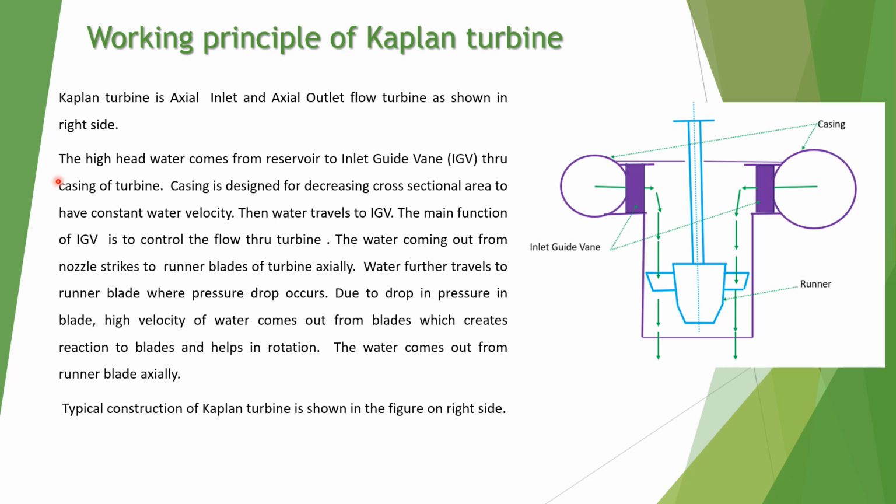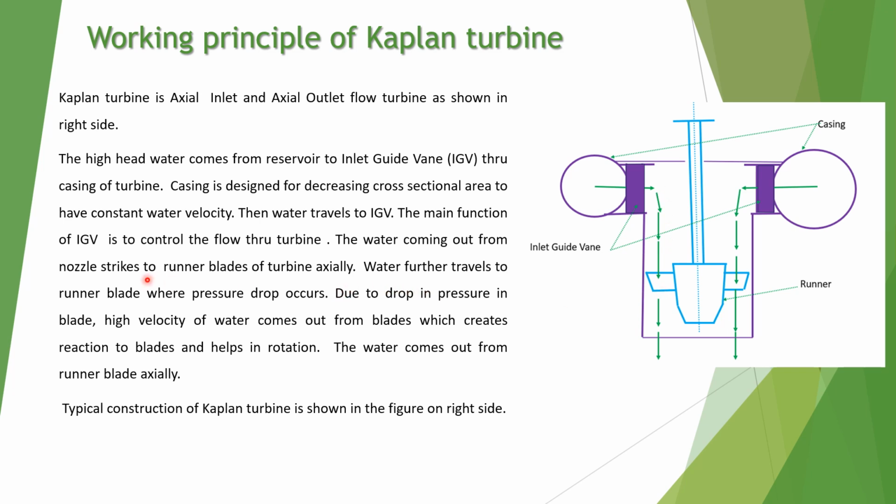So high head water comes from the reservoir to the inlet guide vane through the casing of the turbine. Casing is designed for decreasing cross-section area to have constant water velocity. Then water travels to the IGV. The main function of the IGV is to control the flow through the turbine. Water coming out from the nozzle or IGV strikes the turbine blade axially. You can see it strike the blade axially.